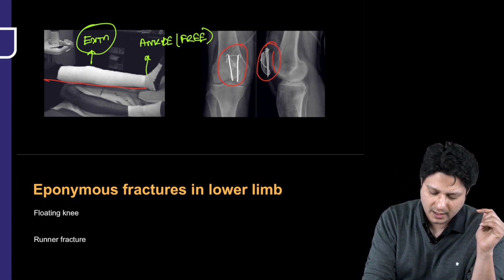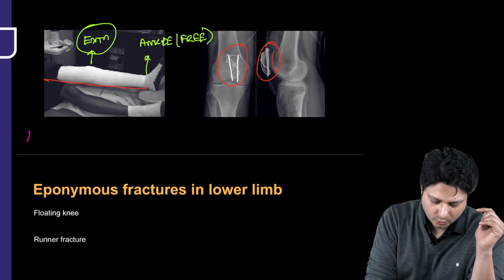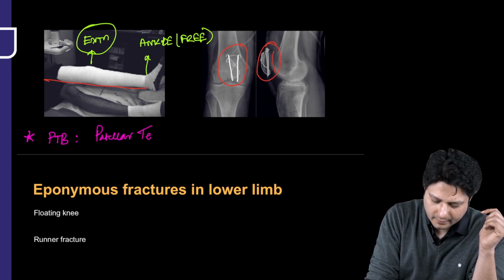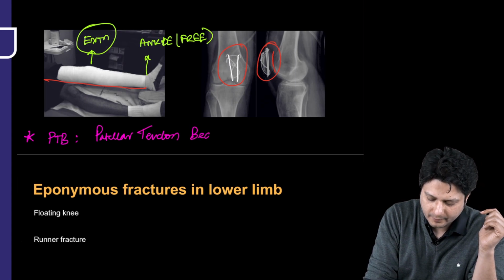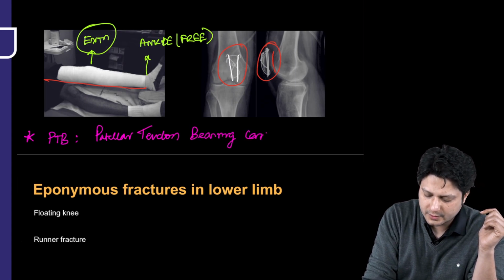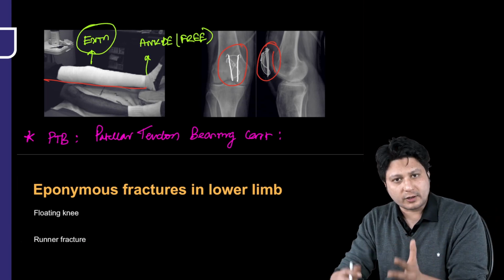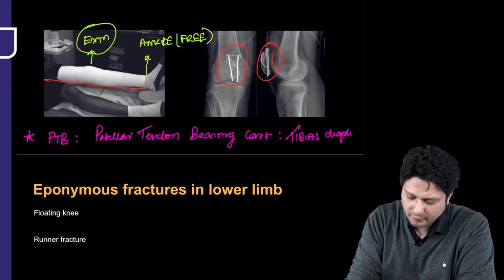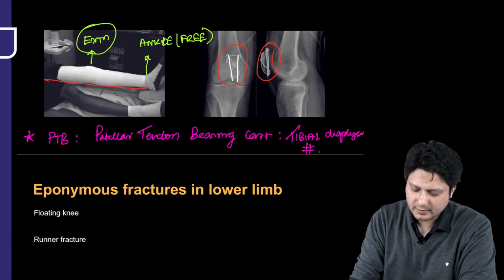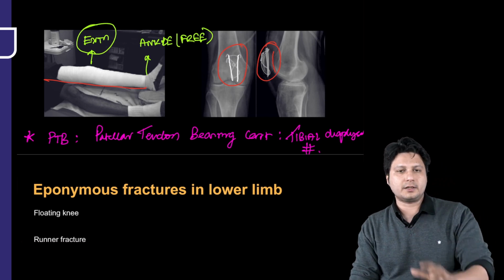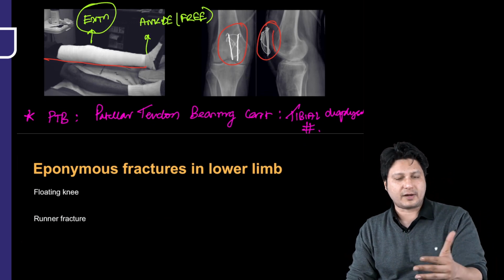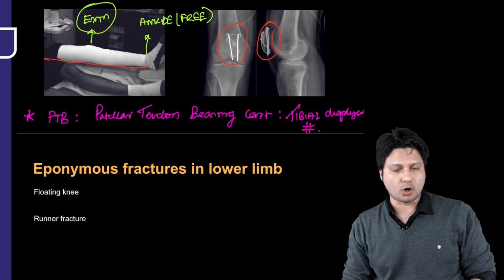So by placing a star, you have to write this point so that you do not get confused in future, that PTB, that is patellar tendon bearing cast, is used for the management of tibial diaphyseal fractures. That means tibial fractures. The tibial mid one-third fractures are managed by PTB cast; patellar fractures are not managed by PTB. They are managed by a cylindrical or tube cast.